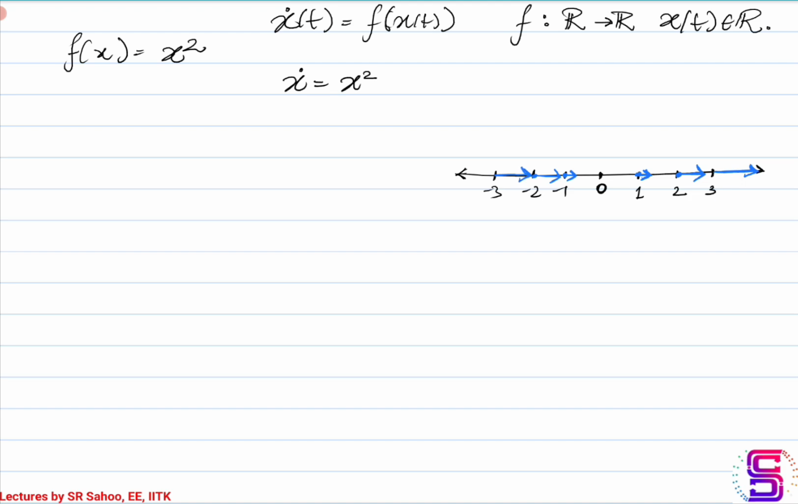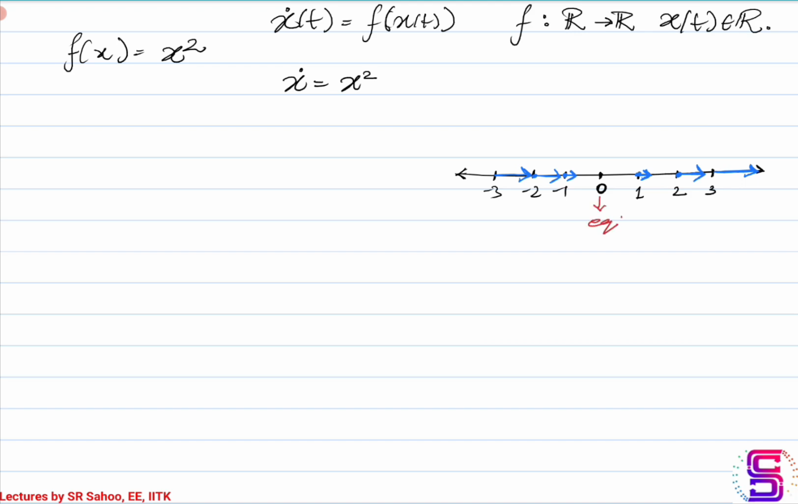So what you observe here is, whatever is the value of x, the vector is just the square of the value, with the vector starting at the point where f of x has been evaluated. If you draw this for all points on the real axis, you'll get the vector field for this one-dimensional system. Now from this vector field diagram, you observe that at 0, x dot is 0, so 0 here is our equilibrium point.